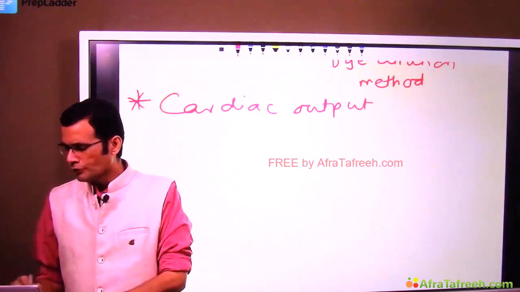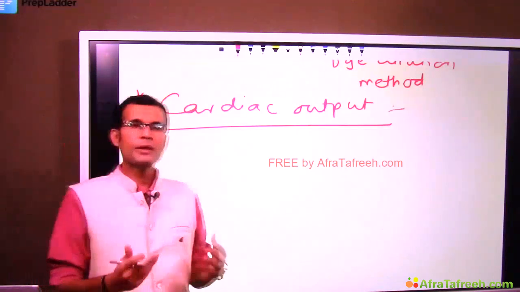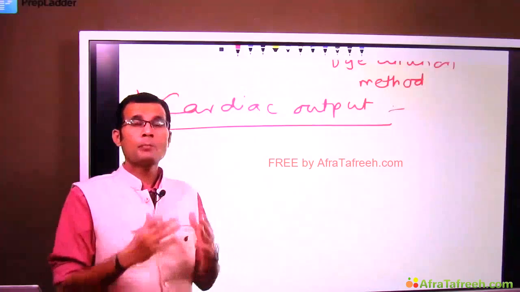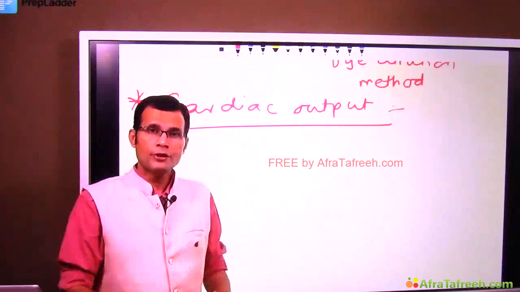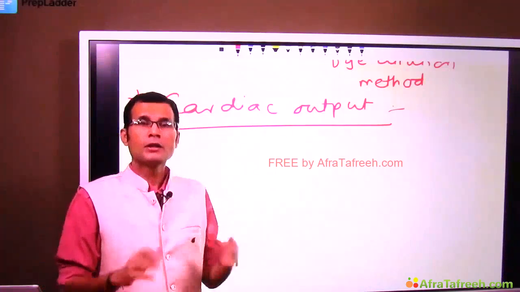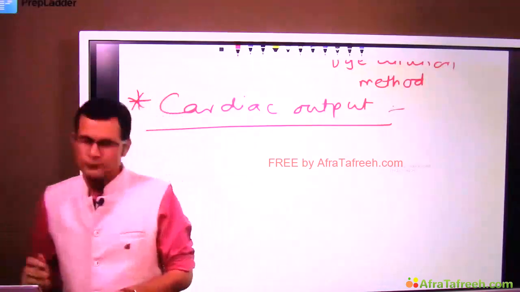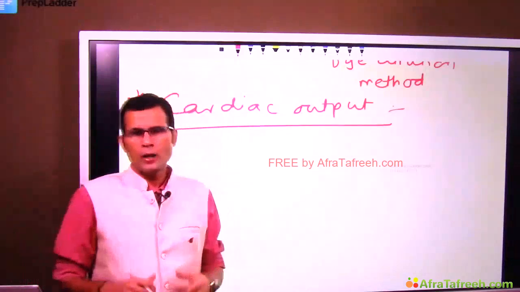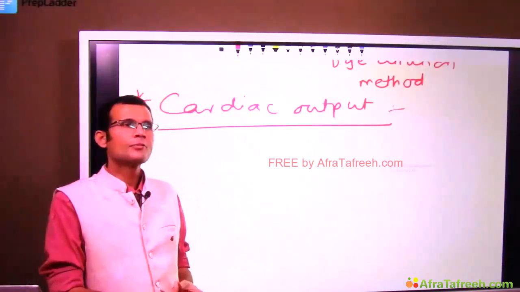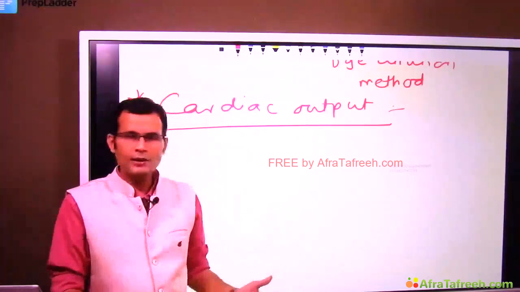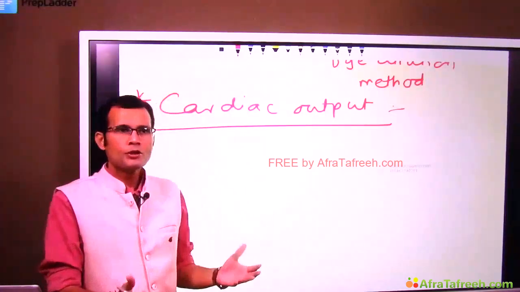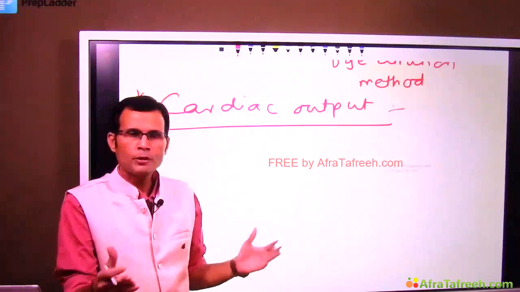It's the amount of blood that is pumped by the heart, or pumped by each ventricle, or pumped by the left ventricle per minute. So why did I mention the left ventricle? Because it is the left ventricle which is pumping the blood, and then it circulates throughout the body, which we call cardiac output per minute.